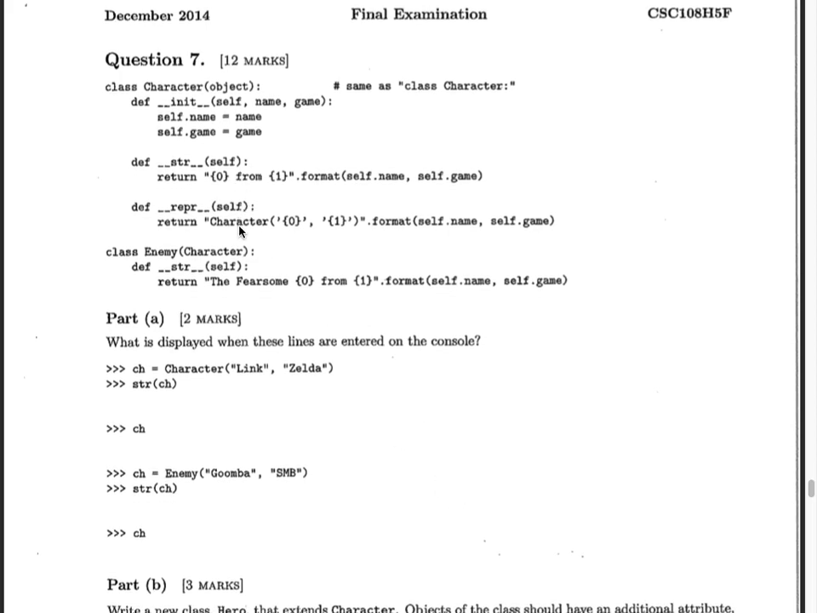Okay, they give you a string method, a representation method, and an enemy class. Oh, okay, so they want us to predict some output. Okay, so read the class while I get rid of a layer. That's magic hands, right? I'm repping my old school.